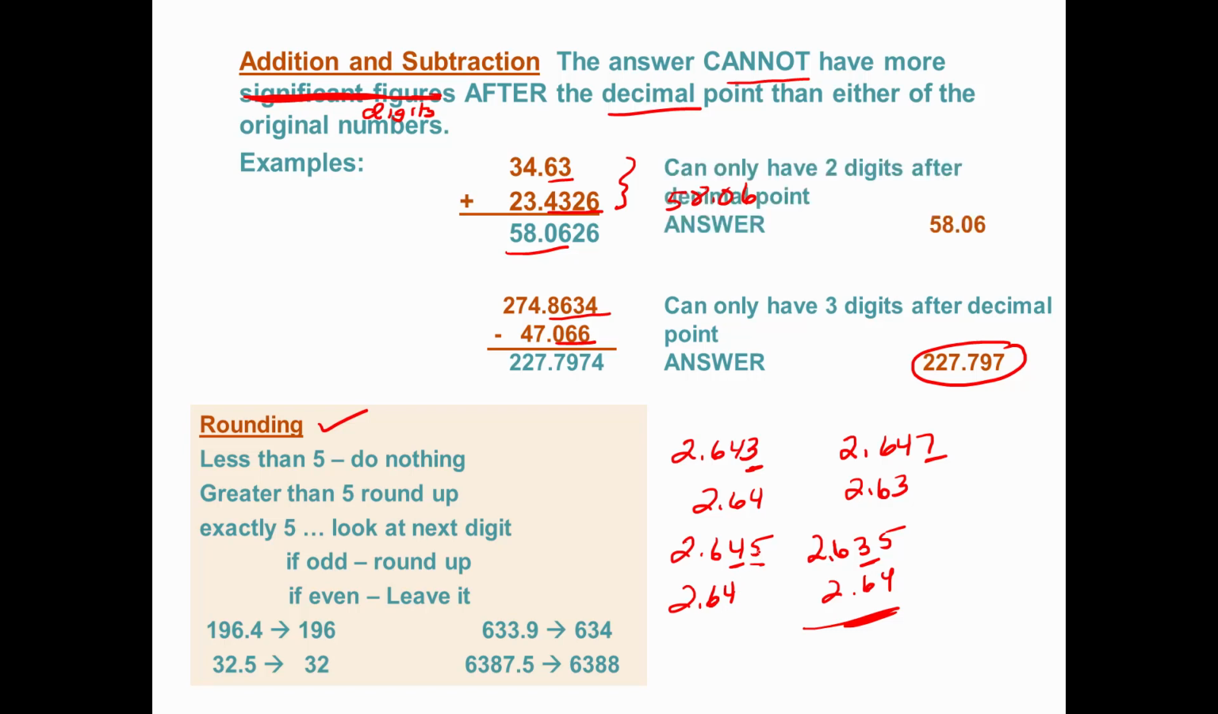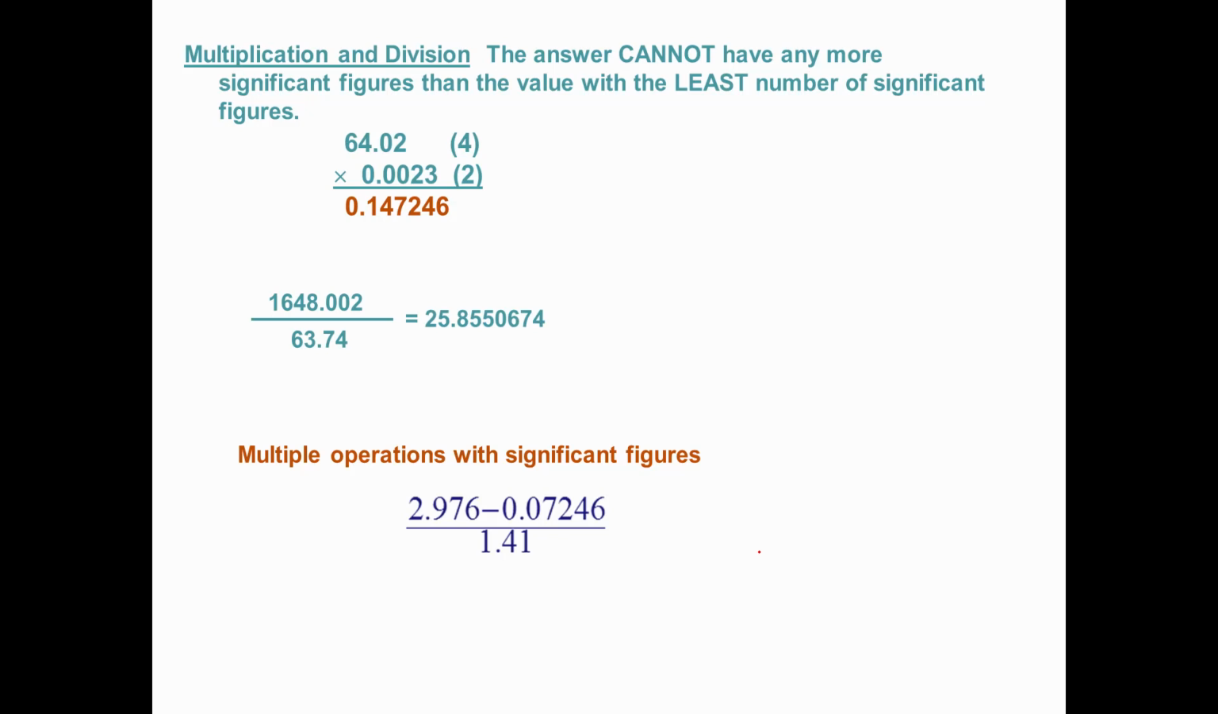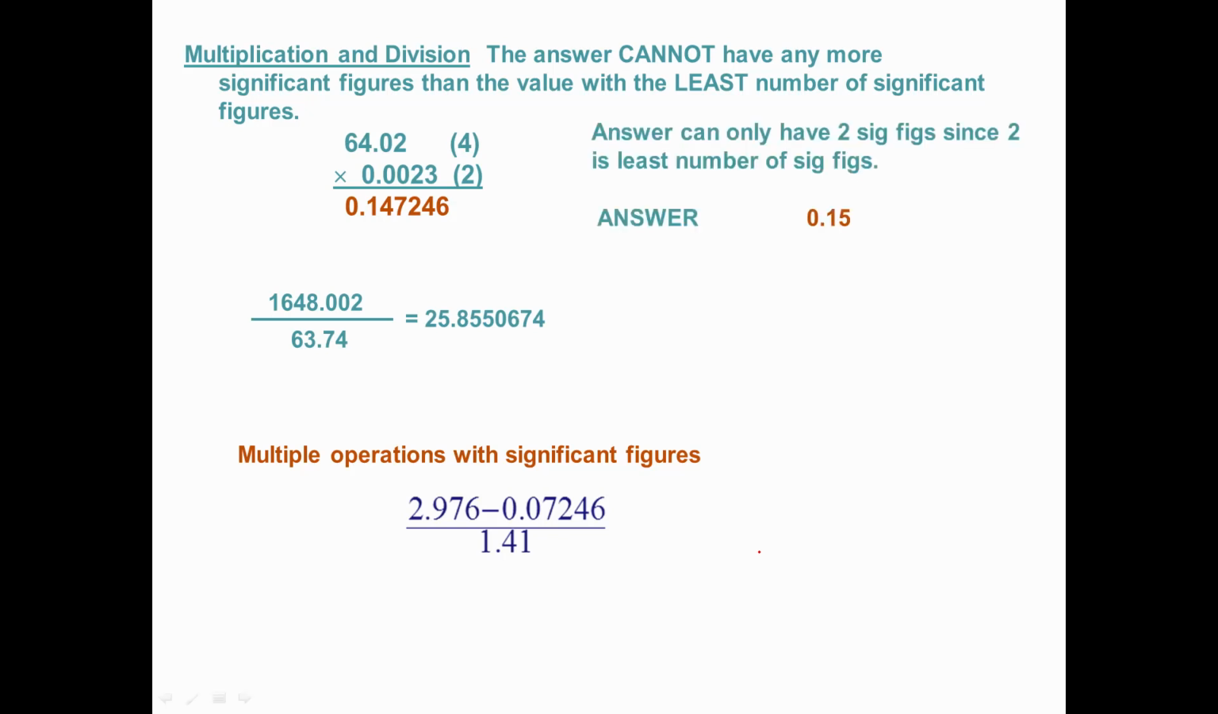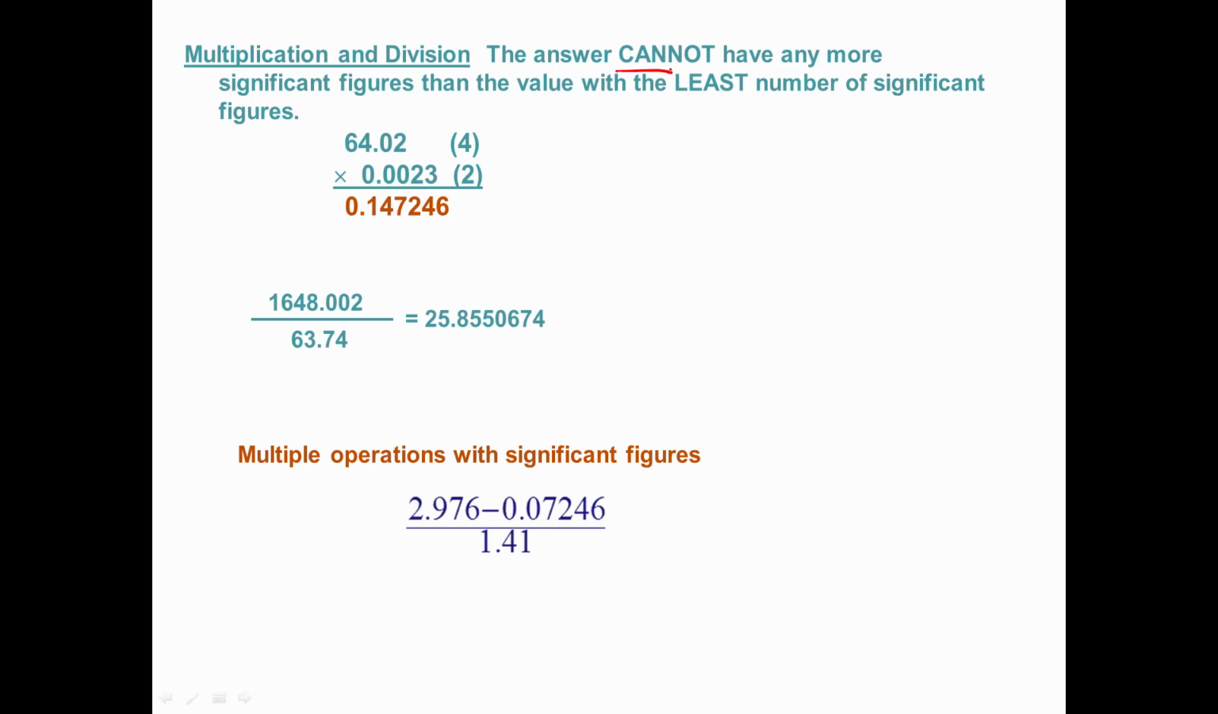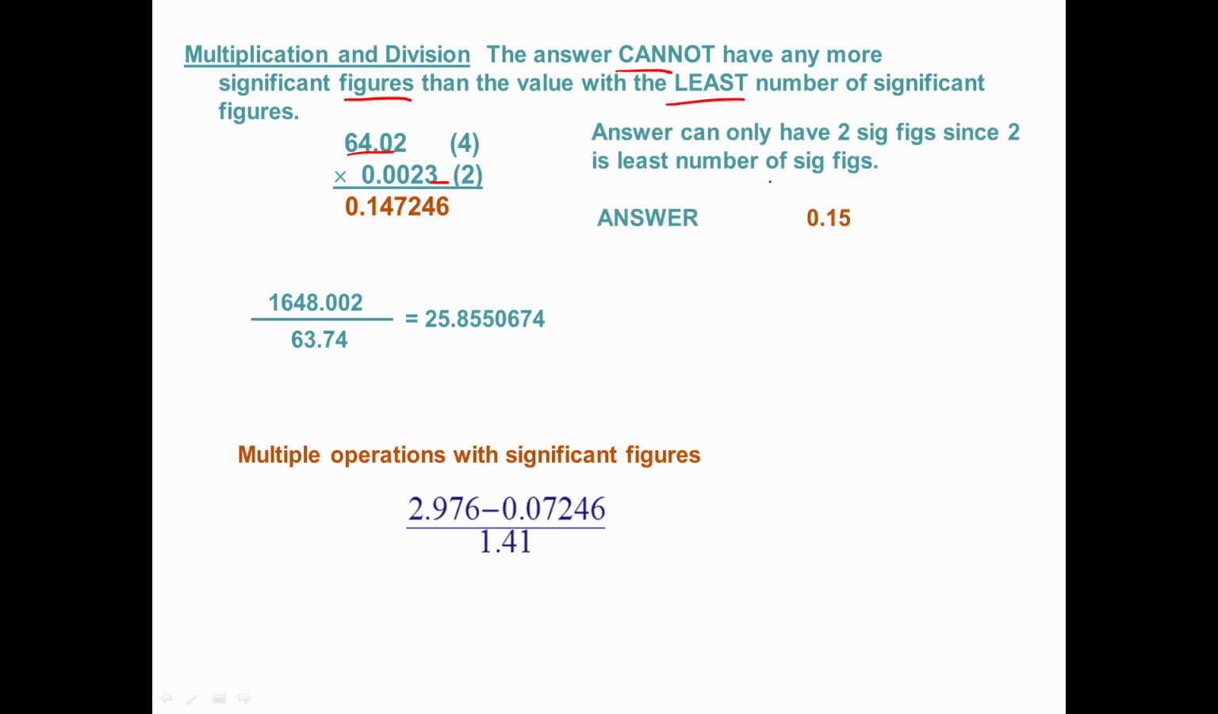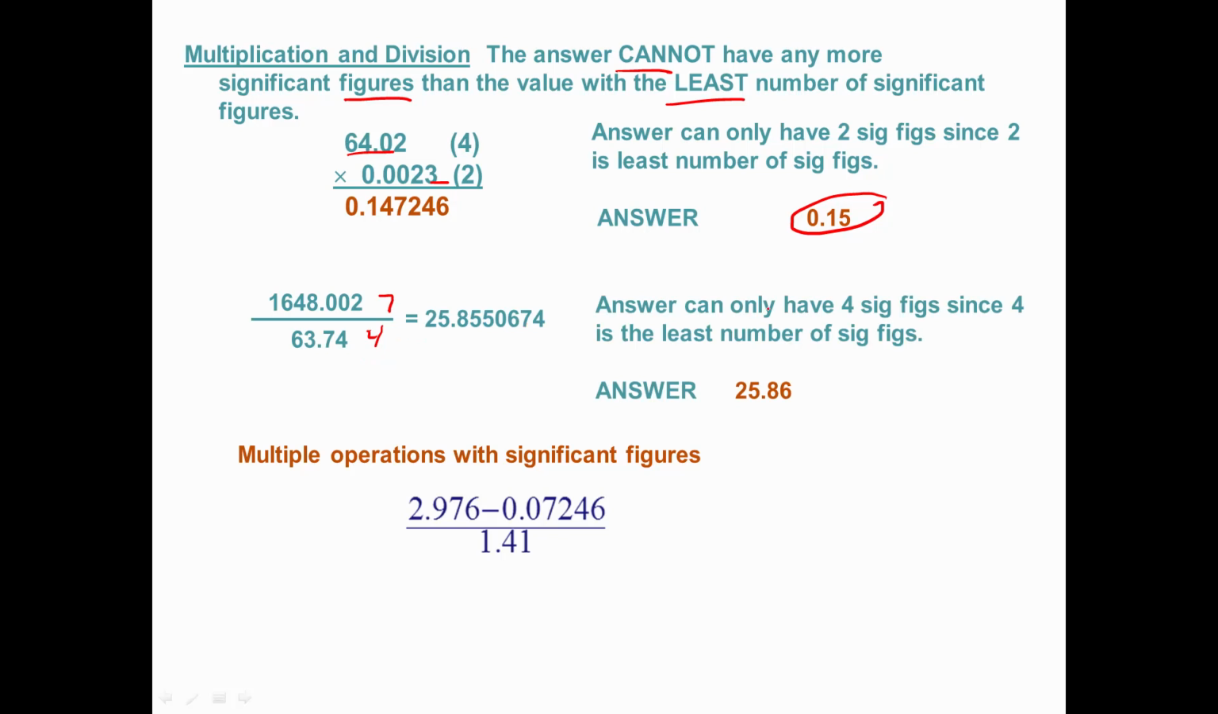Now, in multiplication and division, there's a different rule. The answer cannot have any more significant figures than the measurement with the least number of significant figures. Here we have 4, here we have 2. I'm multiplying them. My answer can have no more than 2 significant figures. So this would be the answer. Same with the division. Here I have 4, here I have 7 significant figures. My answer can have no more than 4 sig figs. That would be the answer.